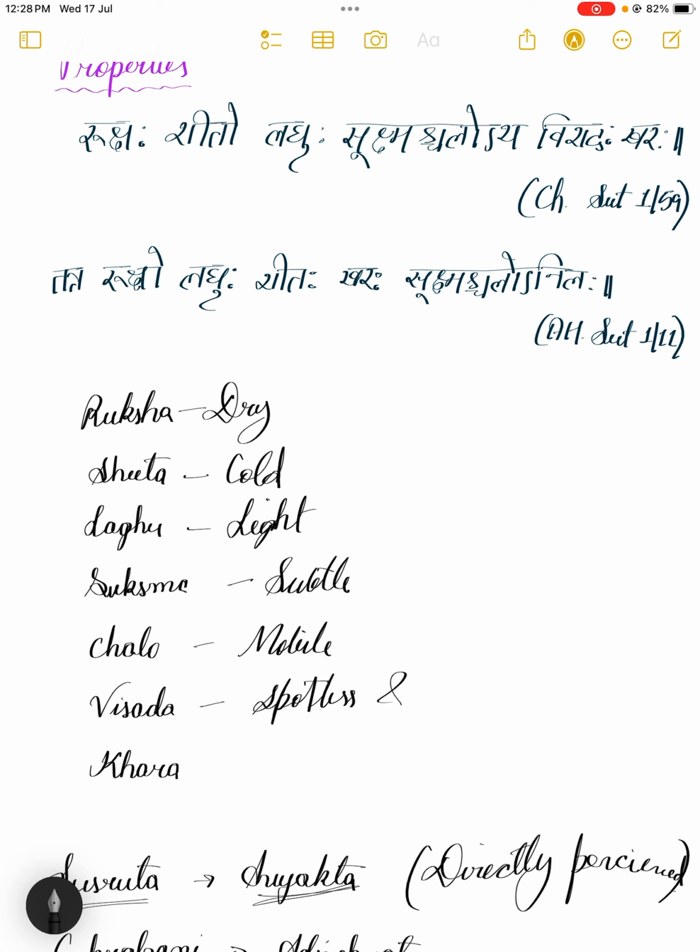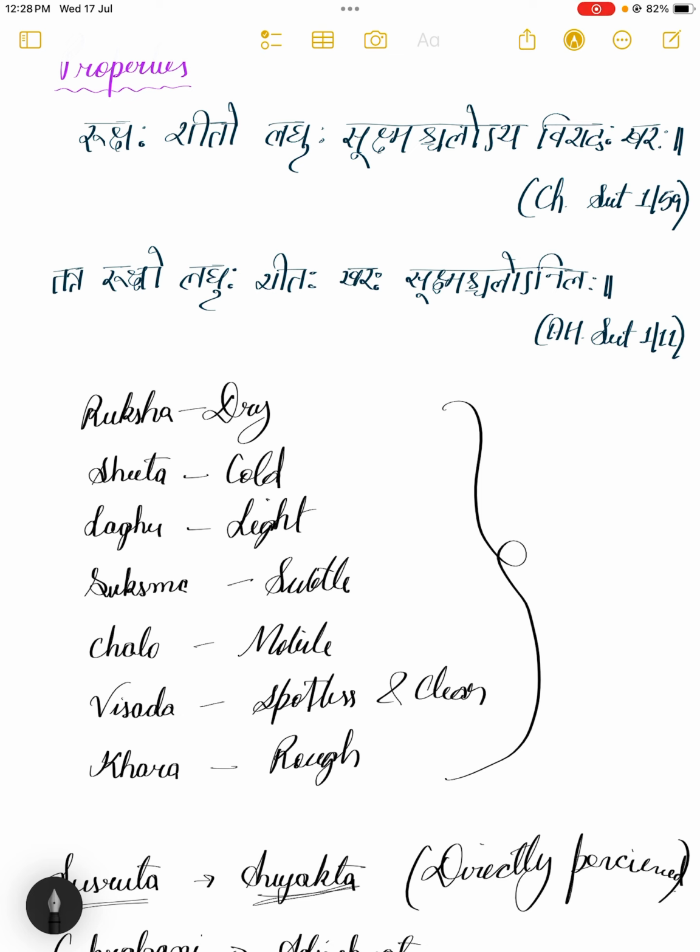The Vata dosh will be spotless and clear. And Khara means it will be rough in nature. So these are the properties that have been accepted or mentioned by both Acharya Charak and Acharya Vagbhat. However, one difference lies in them.